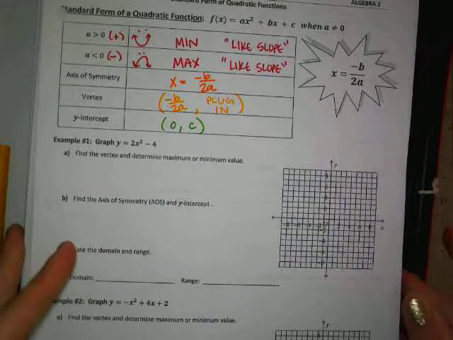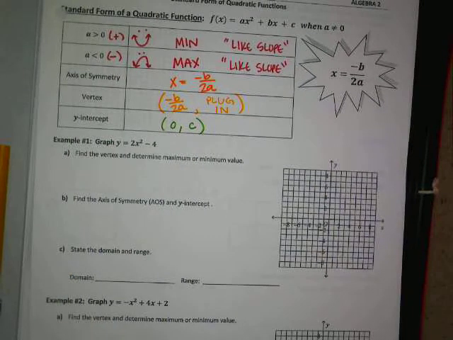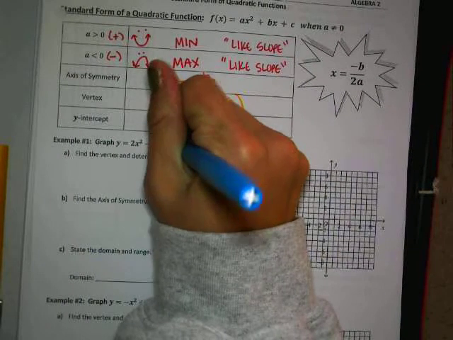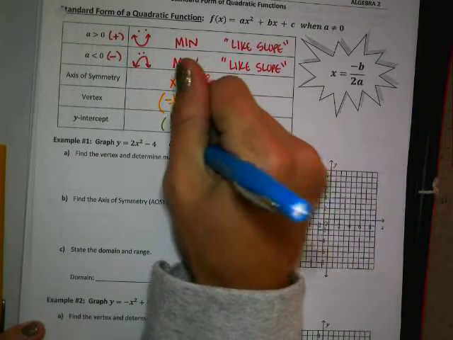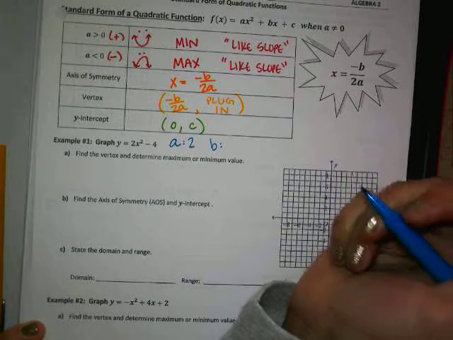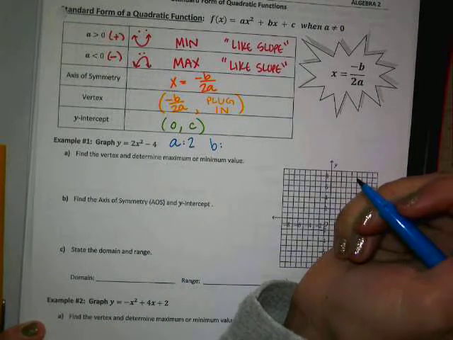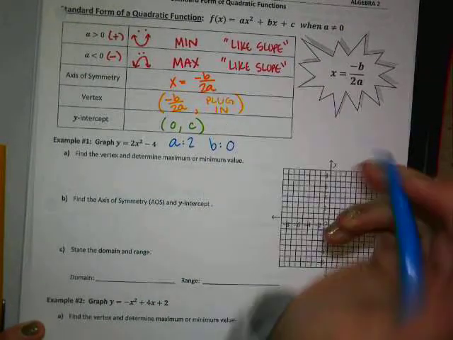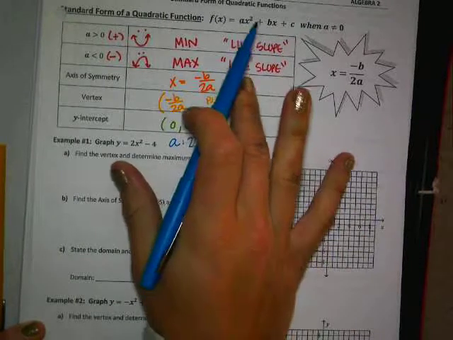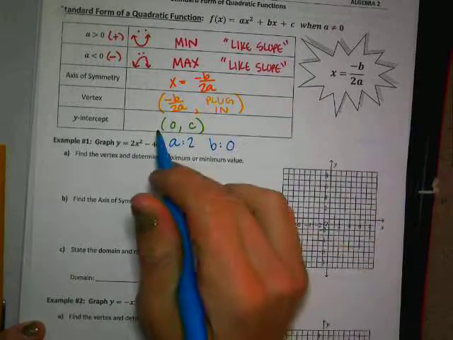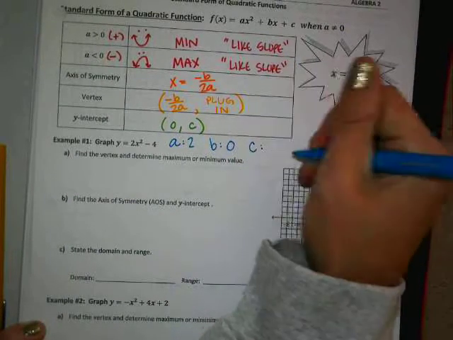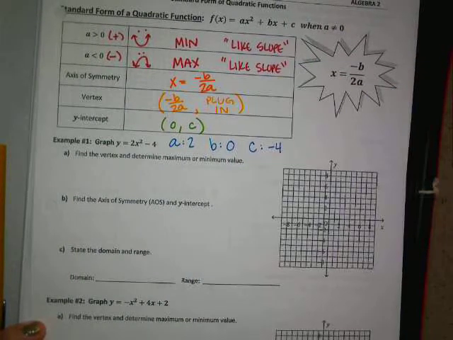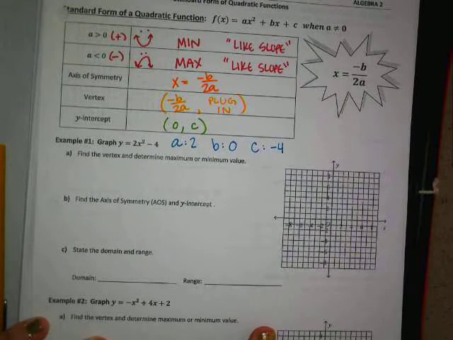All right, so example number 1. For this first one, what's my a value? 2. What's my b value? None. It's not there, right? So it's 0, because the b has to be with the x. Since there is no x term here, your b value is 0. And then what's the c?